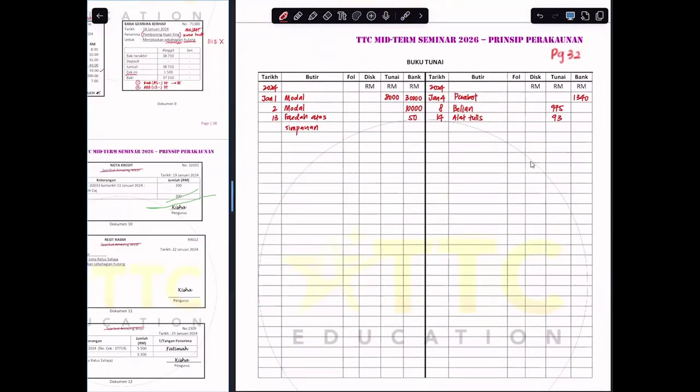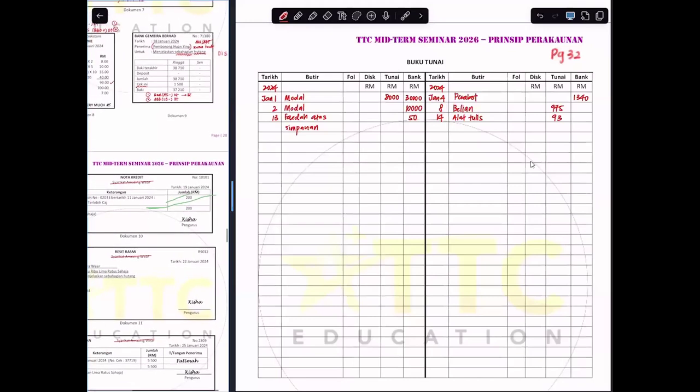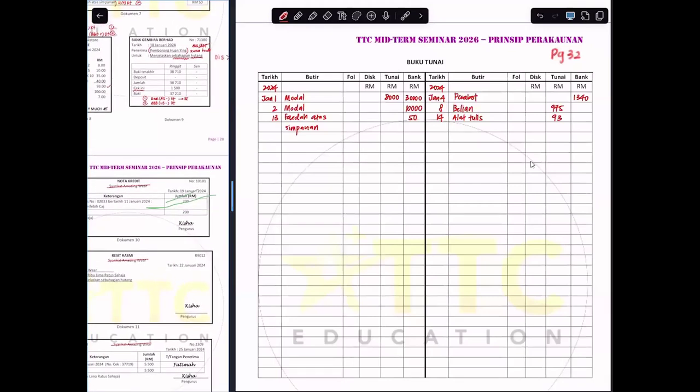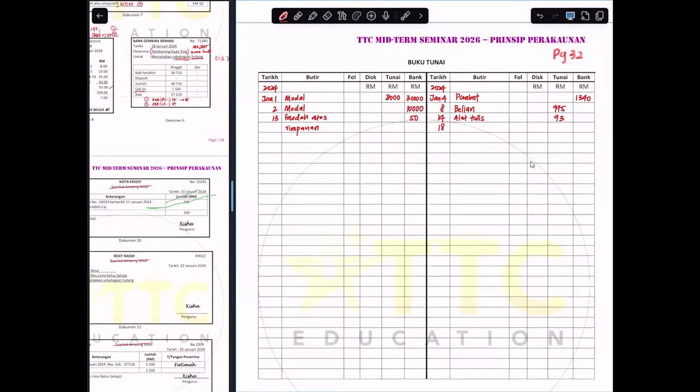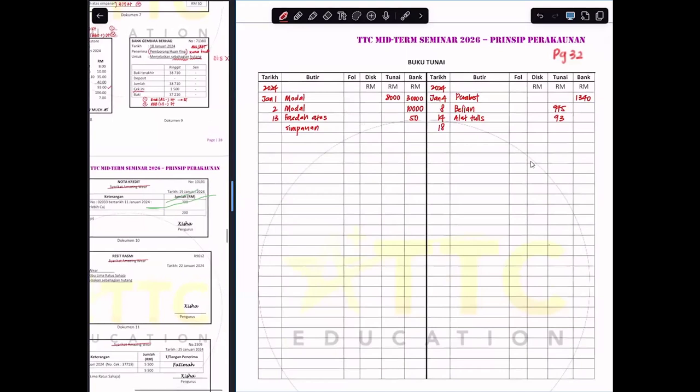Credit your bank. On 18. Credit bank for 1,500. Bukti right as pemborong Huanying.